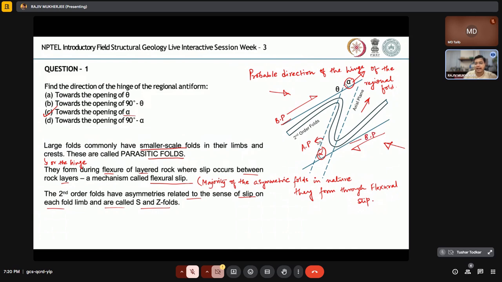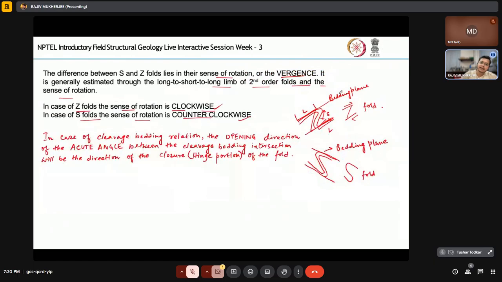So the acute angle between the intersection of the bedding plane and the axial plane, the direction along which this acute angle is actually opening, will be the direction for the hinge line of the fold. However, there is a note of caution in this case. If I just use this method for interpreting the closure of the fold, I should follow a note of caution.